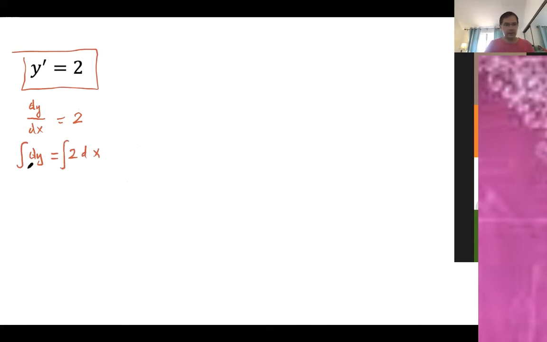So the integral of dy is just y plus c. We'll use this c a little bit later, and this is equal to the integral of 2 dx. Okay, question for you: what is this integral on the right-hand side, the integral of 2 dx? What is this integral equal to? Very simple.